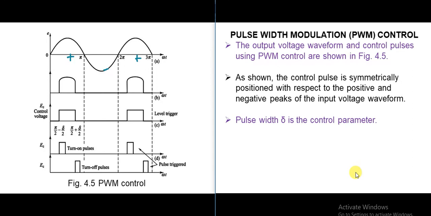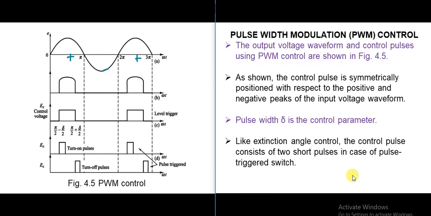The pulse width delta is called the control parameter. Why is it called the control parameter delta? Because at this time it is the extinction angle and we will control this itself. Like extinction angle control, the control pulse consists of two short pulses in case of a pulse triggered switch.